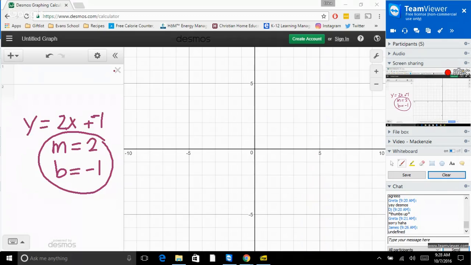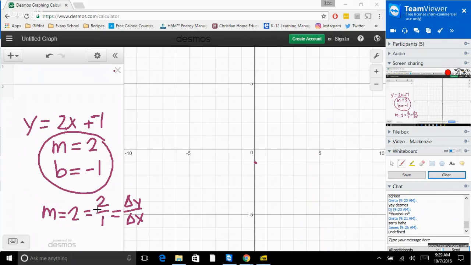So my y-intercept is negative 1. That just means, where do I hit the y-axis? Negative 1. Right here, right? And my slope is 2. So what does slope mean? We talked about this a ton, right? We could also write 2 as 2 over 1. And that's my change in y over my change in x.